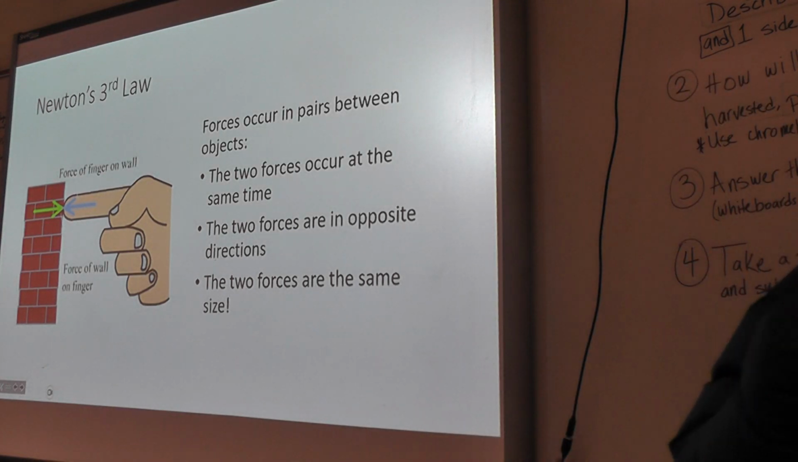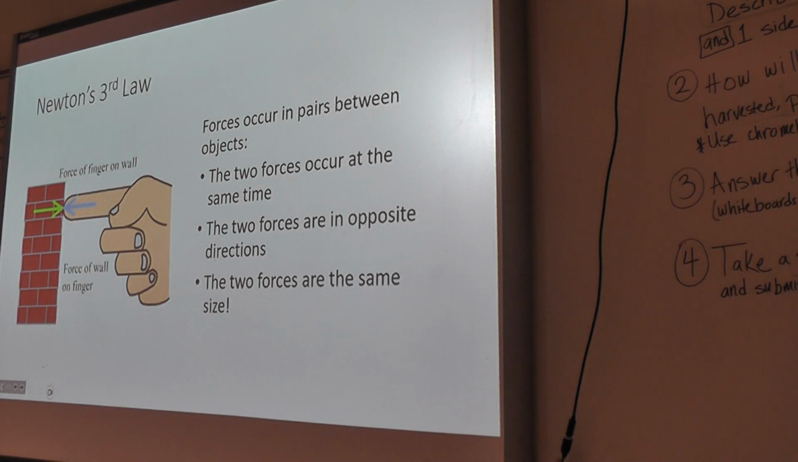So for Newton's third law, state what's going on in terms of forces and reverse the objects. The mop pushes on the floor, the floor pushes on the mop. My sock pushes on my shoe, the shoe pushes on my sock. Always the exact same size, opposite direction. The forces are occurring at the same time.